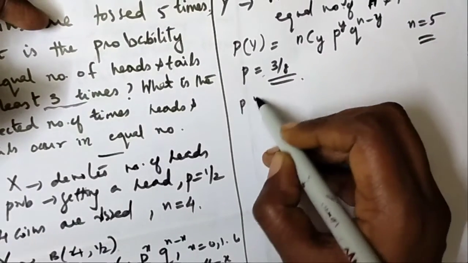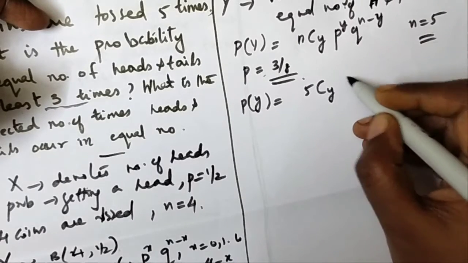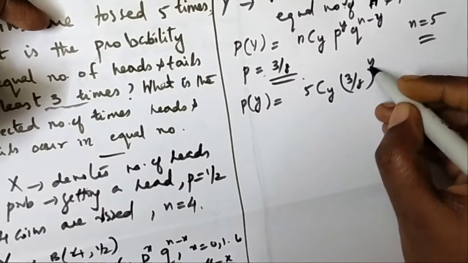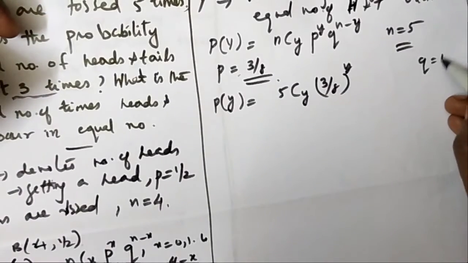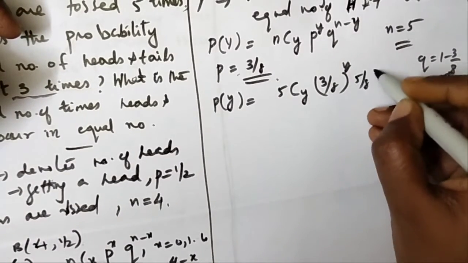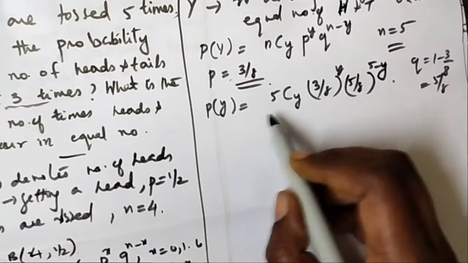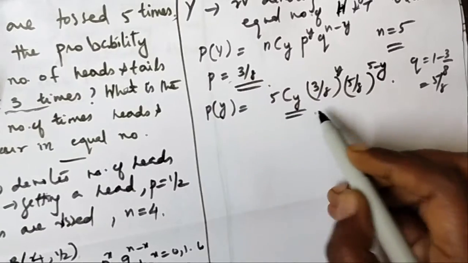So P of y is 5Cy 3 by 8 raised to y. Then q is 1 minus 3 by 8. It is 5 by 8. So 5 by 8 raised to 5 minus y. Okay, so this is the probability distribution of the random variable Y.